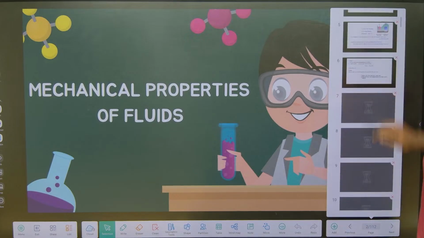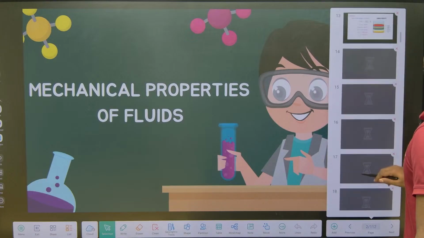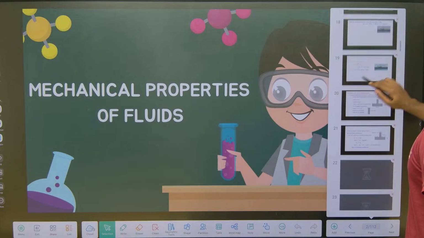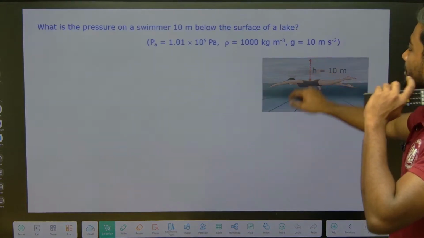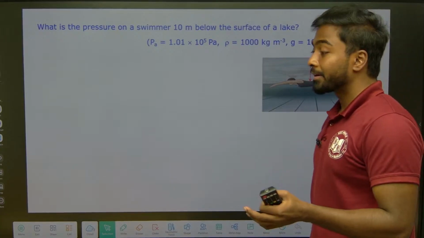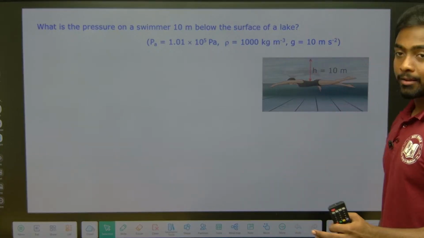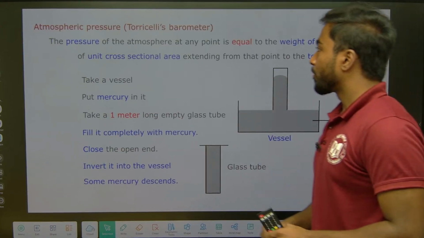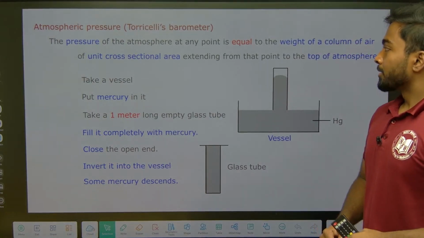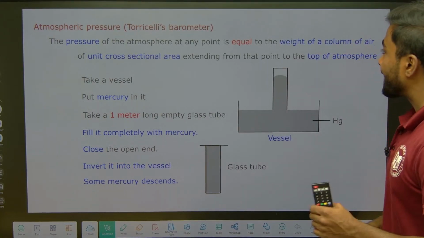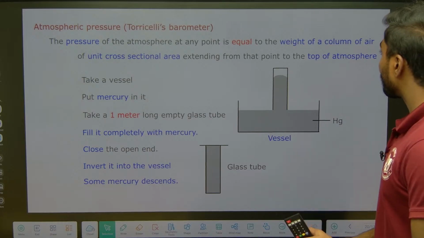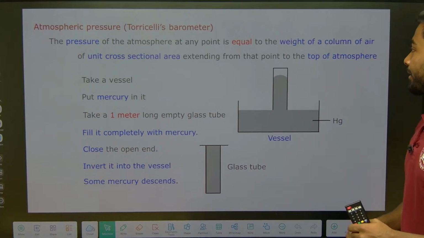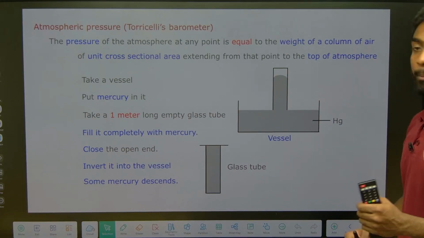Right. So in the last class we were discussing up to this problem: what is the pressure on a swimmer 10 meters below the surface of the lake? We have solved this problem, and the next topic is atmospheric pressure. The pressure of the atmosphere at any point is equal to the weight of a column of air of unit cross-sectional area extending from that point to the top of the atmosphere.